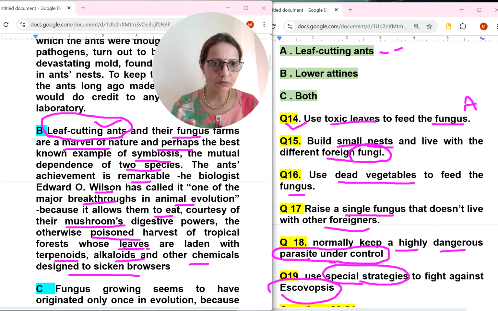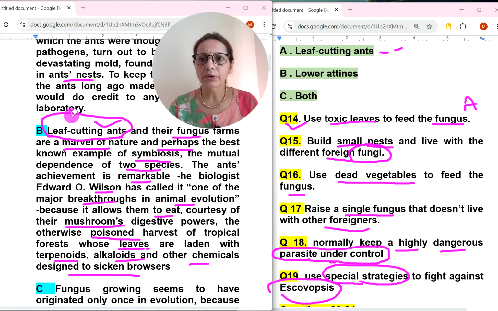Now let's see if any other thing is matching or not. Build small nest is not given here. Here it is nest, but in the first paragraph they were not discussing leaf cutting ants, lower attines and all. Single fungus that doesn't live with other foreign fungi, this is also not given. Use small nest, single fungus, normally keep a highly dangerous parasite under control. This is also not given. So we can go to next paragraph.